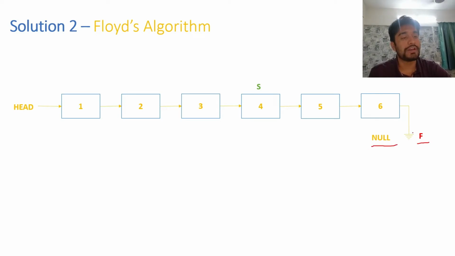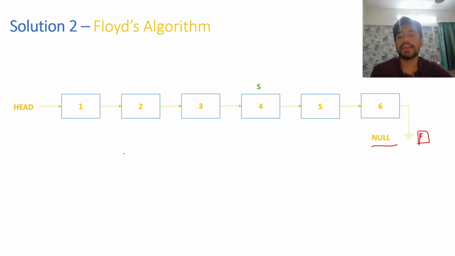Because the fast pointer arrives at the null pointer, and at no stage during this traversal was the slow pointer equal to the fast pointer, we conclude that this linked list doesn't contain a loop, which is true. We can see that this is a simple basic linear linked list and it doesn't contain a loop.